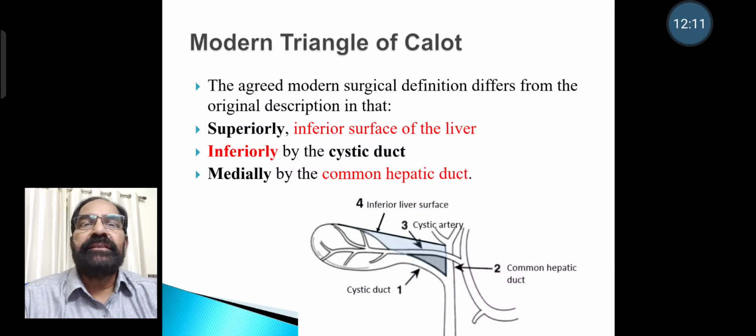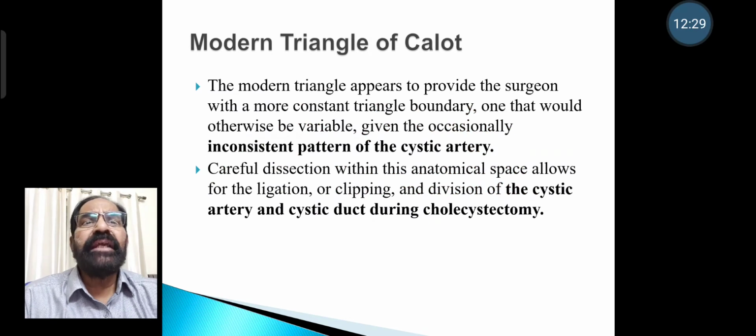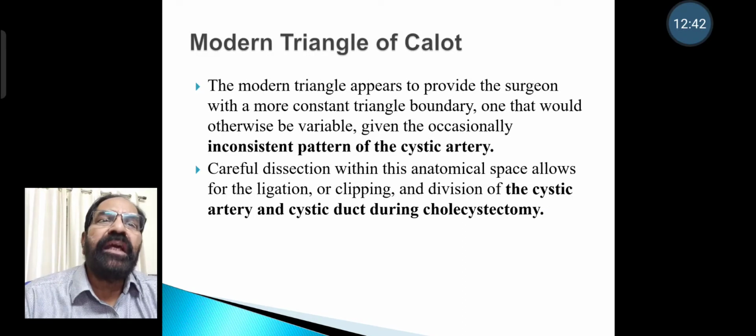Modern triangle of Calot. The agreed modern surgical definition differs from the original description in that it is bounded superiorly by the inferior surface of the liver, inferiorly by the cystic duct and medially by the common hepatic duct. The modern triangle appears to provide the surgeon with a more constant triangle boundary, one that would otherwise be variable given the occasionally inconsistent pattern of the cystic artery.